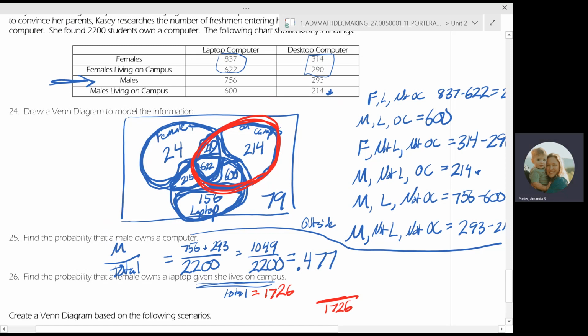Now this is the probability of a female owning a laptop. So female owning a laptop is a location. Female owning a laptop is right here. Now it's only within the on-campus circle. So I would say that 622 out of 1726. And that is 0.3603, so just 0.360.